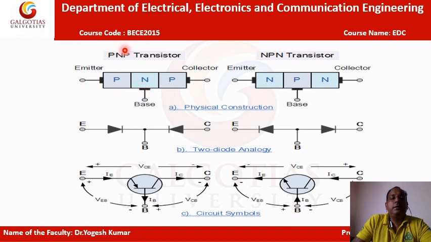Now here you can see the PNP transistor configuration: there is the emitter, the base, and the collector, and the same for the NPN. In PNP, as I already told you, it is a combination of two PN junction diodes, both connected back to back. It is connected in this fashion in the PNP, and the NPN is connected back to back in this fashion. Now these are the circuit representation symbols for both PNP and NPN circuits.